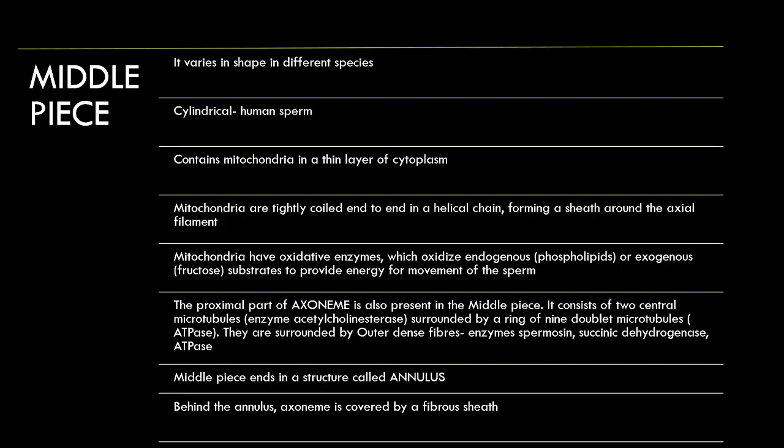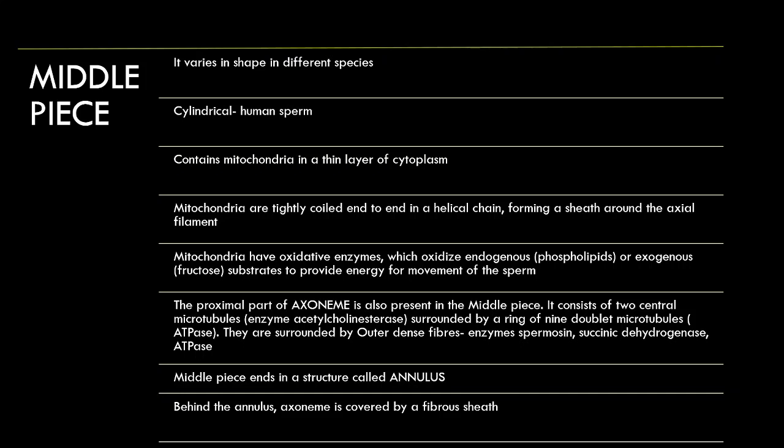The middle piece varies in shape in different species. It is cylindrical in case of human sperm. It contains mitochondria in a very thin layer of cytoplasm. The mitochondria are tightly coiled end to end in a helical chain, as I described in the diagram, forming a sheath around the axial filament.